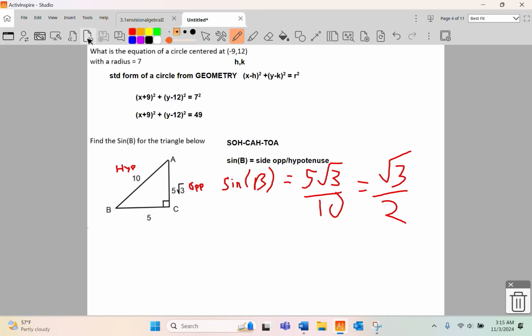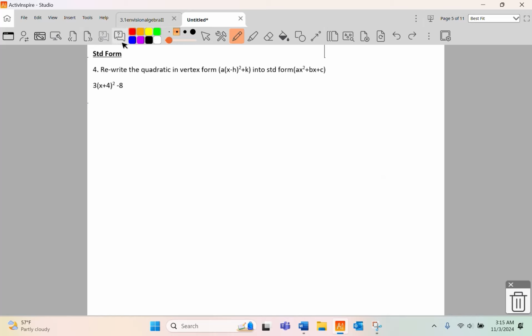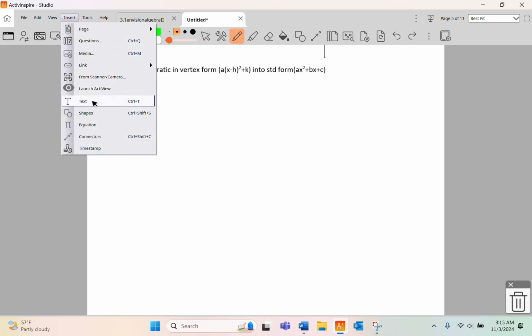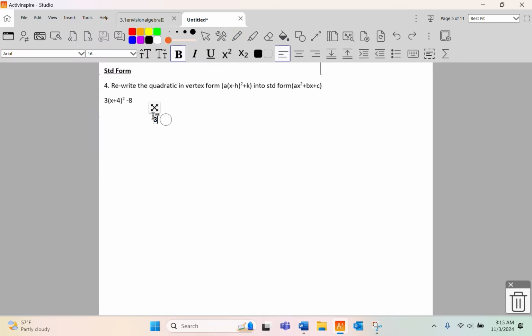Easy peasy, lemon squeezy. All right, rewrite the quadratic in vertex form into standard form. And here's the quadratic. It's 3 times (x plus 4) squared minus 8. And, you know, the first thing you would do is write x plus 4 twice, and then FOIL.